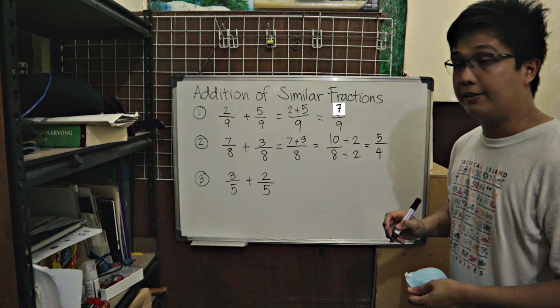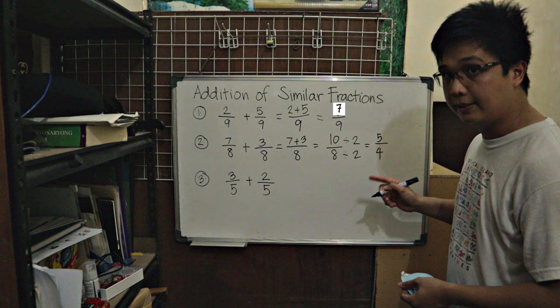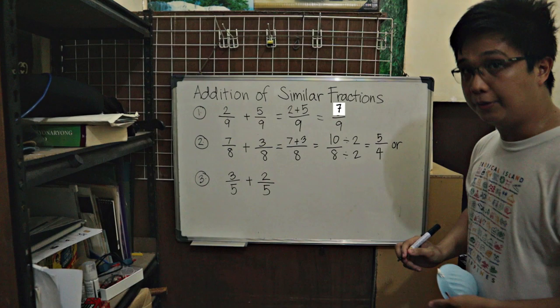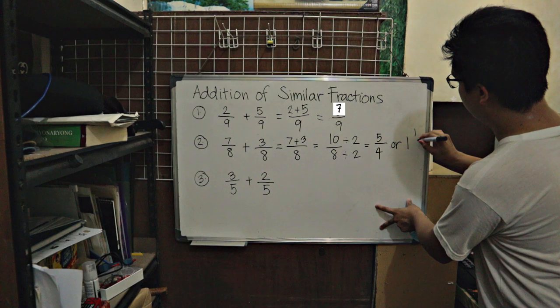5/4 is an example of an improper fraction. You can still convert this into a mixed number. So 5/4 or 5 divided by 4, 1. How much do we have left? 1 over 4. So 1 1/4.